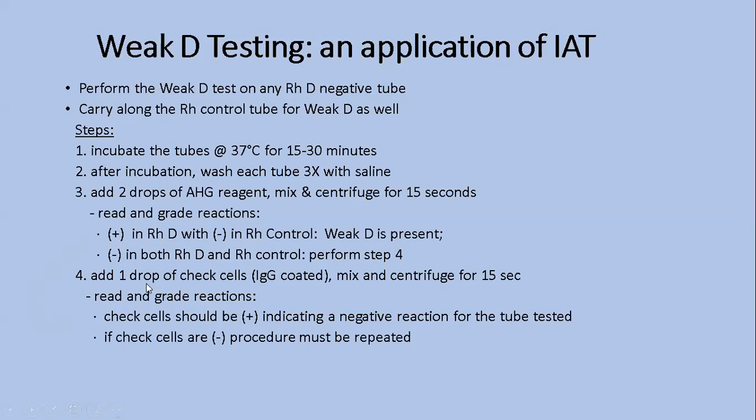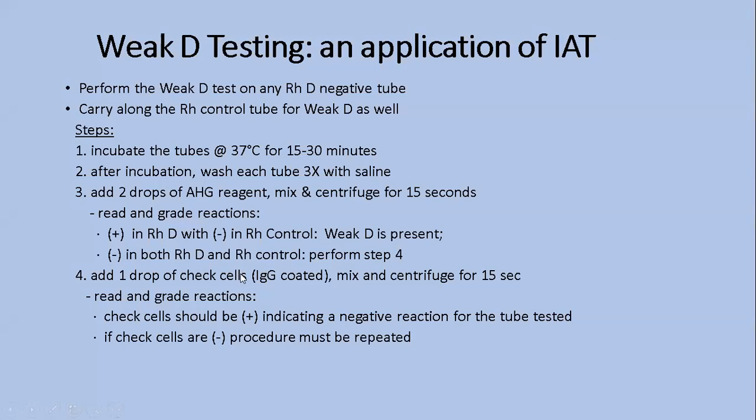So remember, check cells are reagent red cells type O, which happen to be coated with IgG, and they come that way from the manufacturer. We're going to add 1 drop of the check cells into RHD and 1 drop into RH control. And once again, we're going to give them a little mix and centrifuge them for 15 seconds. After that time, once again, we're going to read and grade reactions. We expect the check cells to be positive at this point.